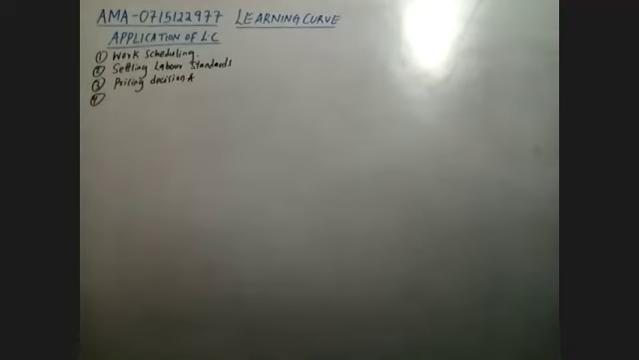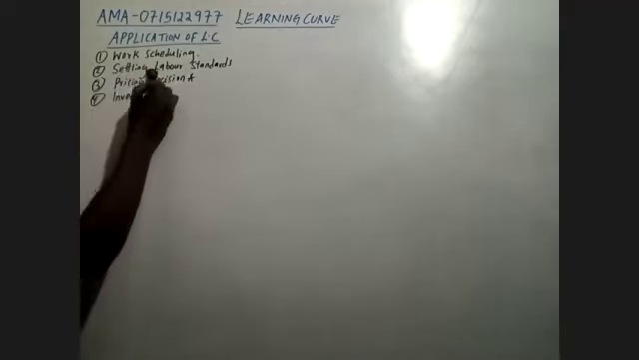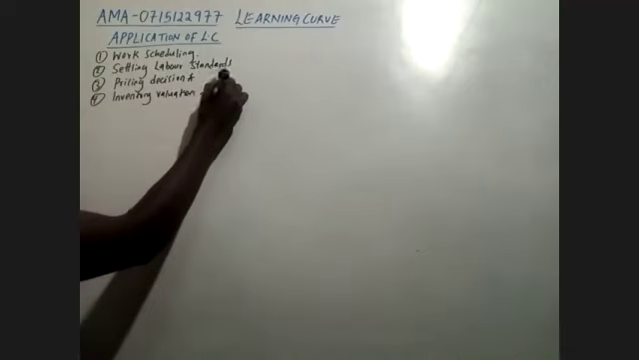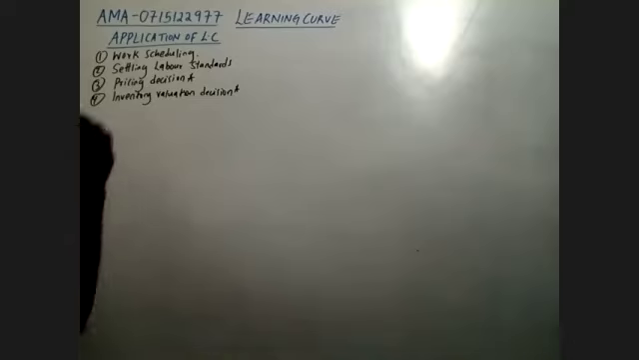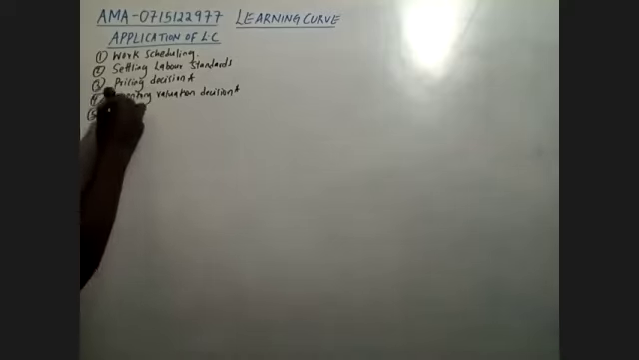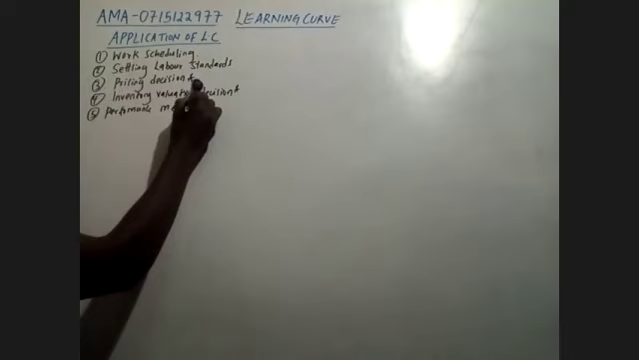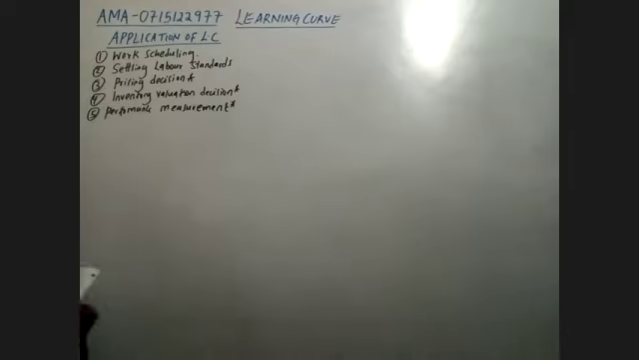And then number 4, inventory valuation decisions, also a topic, we shall do it. Then number 5, performance measurement, also a topic in MA. So you can find the learning curve is used in this area.